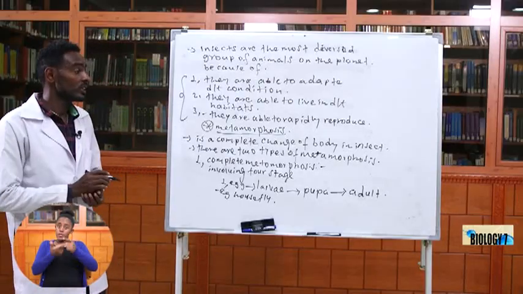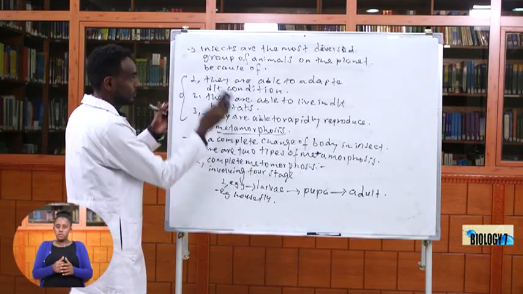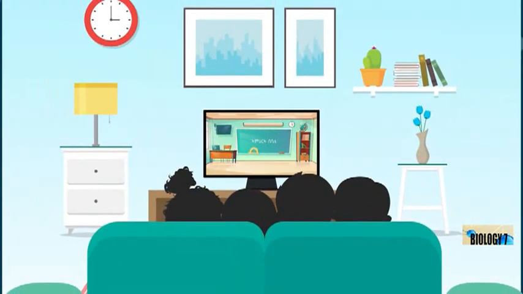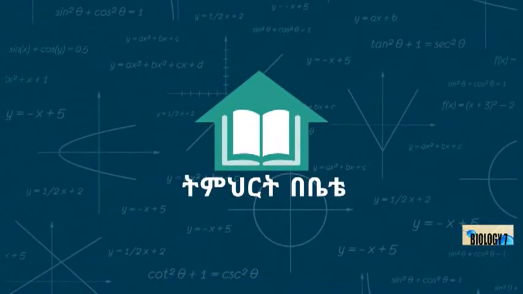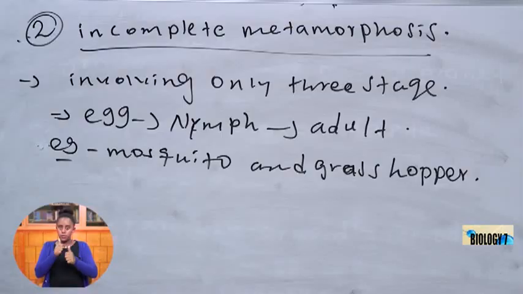The second type of metamorphosis is called incomplete metamorphosis. Examples of insects which follow incomplete metamorphosis are mosquito and grasshopper.